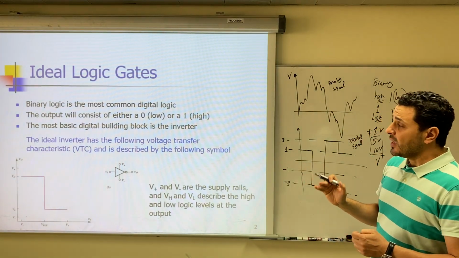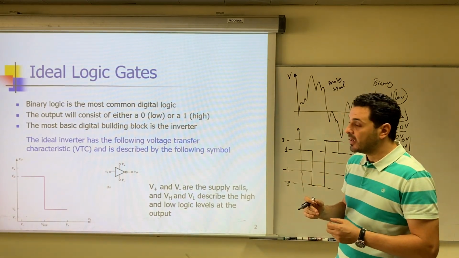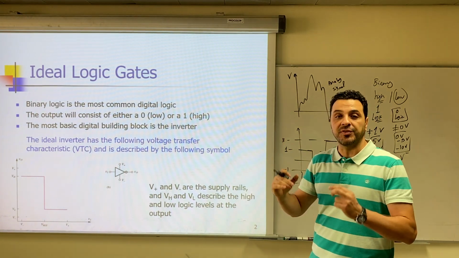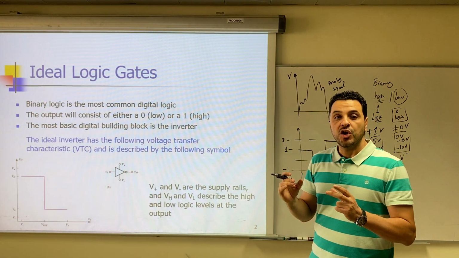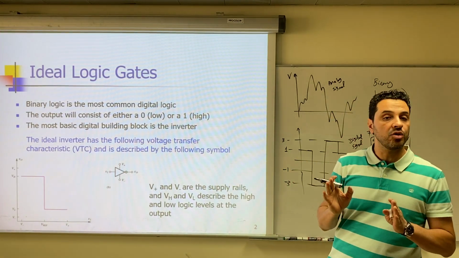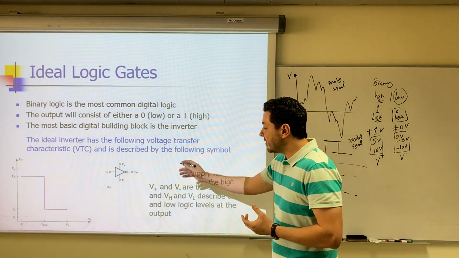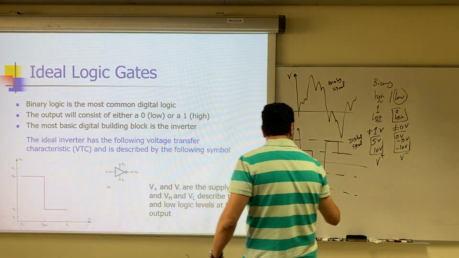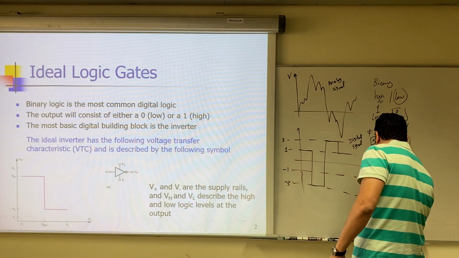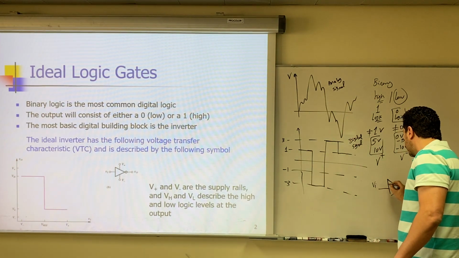Now, when we study the logic gates or any logic family, the most basic building block of any logic family is the inverter. Which means that if you can build the inverter, then you can build any other logic gate. That's why we are going to focus on building the inverter. This is the symbol that we use for the inverter. It's a triangle, maybe with a bubble at the end. And this is the input, this is the output.